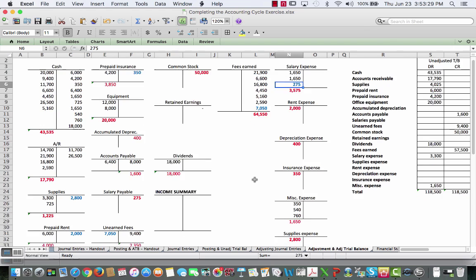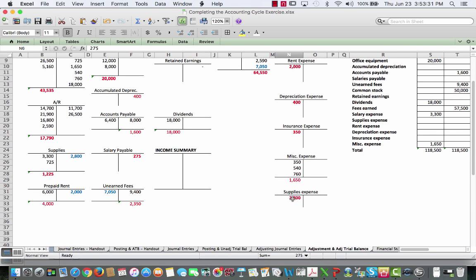For example, when we recorded supplies expense, we also reduce our supplies account. The supplies expense is on the income statement. The supplies account is on the balance sheet. Okay.